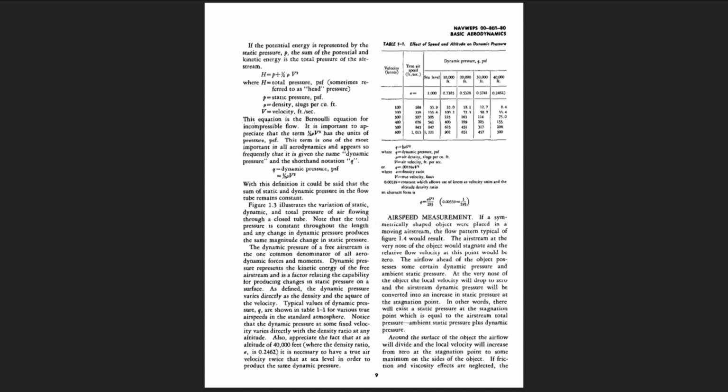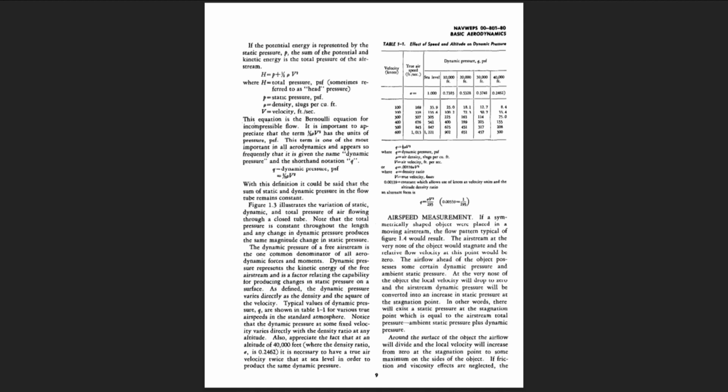H equals p plus 1/2 rho v squared, where H equals total pressure in pounds per square foot, sometimes referred to as head pressure. P equals static pressure in pounds per square foot. Rho equals density in slugs per cubic foot, and v equals velocity in feet per second. This equation is the Bernoulli equation for incompressible flow.